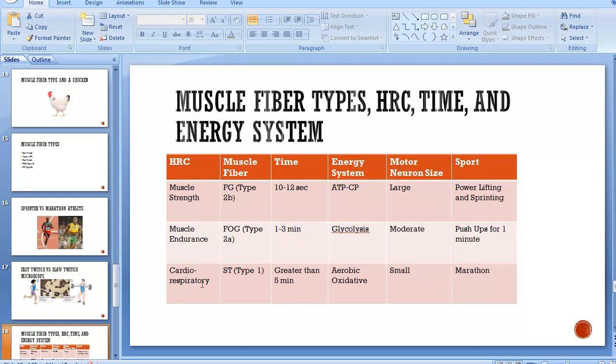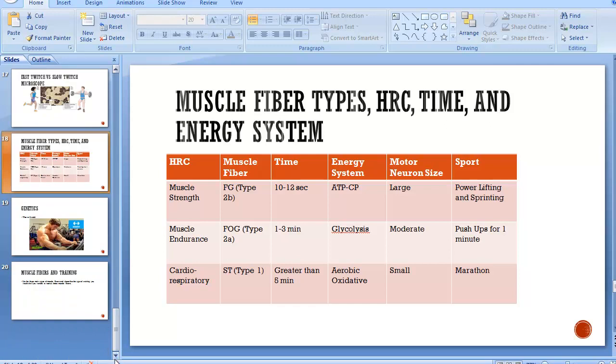And then you have cardiorespiratory endurance, which is more conducive to developing slow twitch muscle. So anything that's continuous, repetitive, over 5 minutes, the main energy system that's going to be used is the aerobic oxidative energy system. These three systems are connected. They work together depending on how fast you go and how long you're going to go for. Motor neuron size is small, and it would be great for events like marathons or adventure racing or what have you.